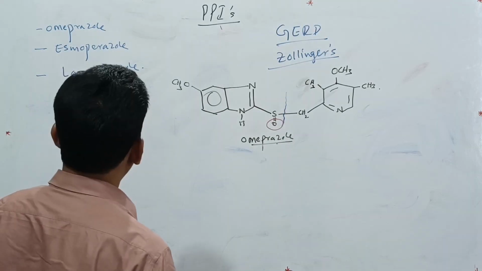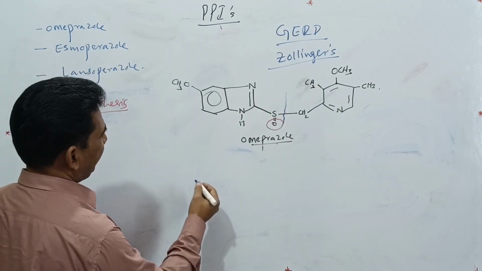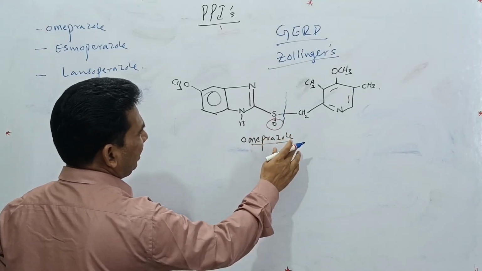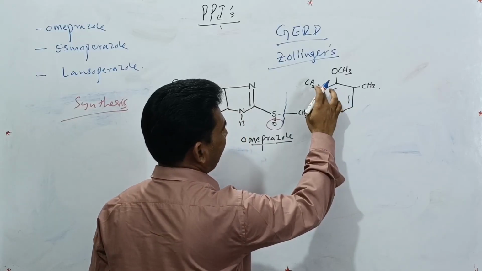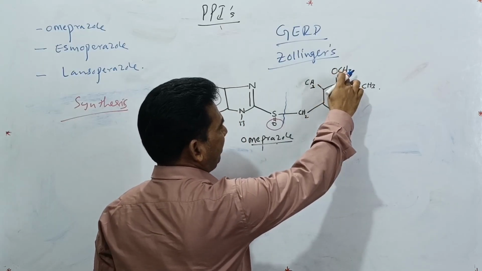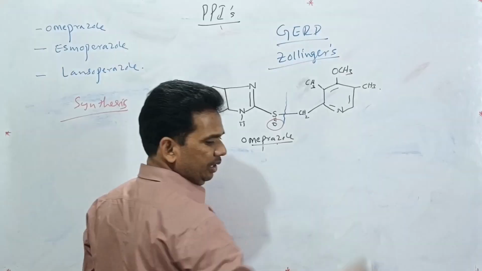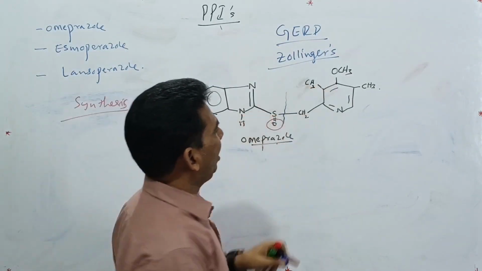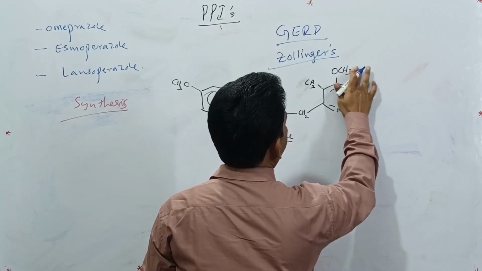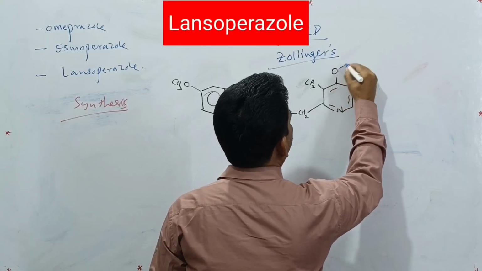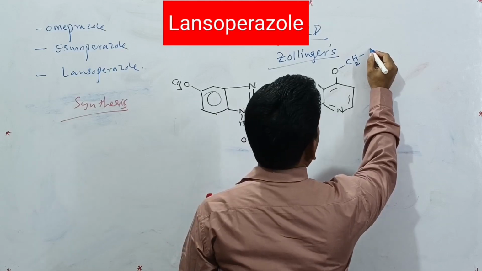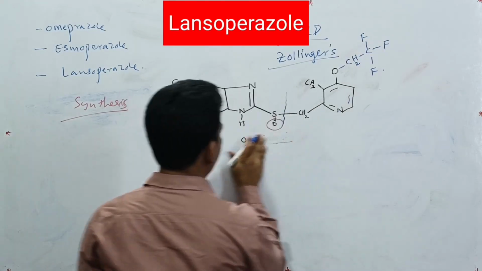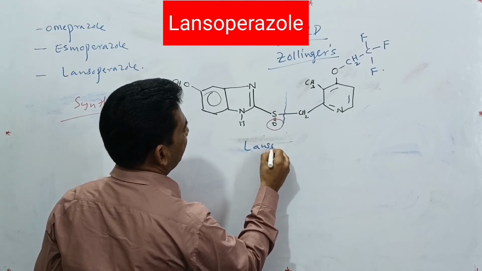Like this, there are other drugs also, like lansoprazole. Lansoprazole is also similar to this, but in omeprazole, here it will have the methyl group, here methoxy, here another methyl group. But in the case of lansoprazole especially, here the methyl group will be there, but this methyl group is not there in the case of lansoprazole. Instead of this, it will be attached to one more carbon. Here 3 fluoro groups are there. This is called lansoprazole.